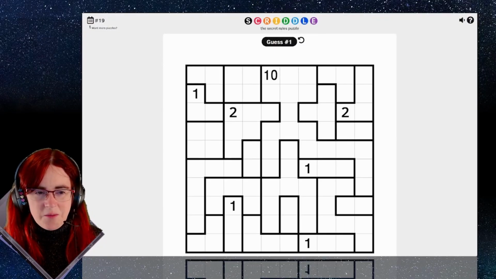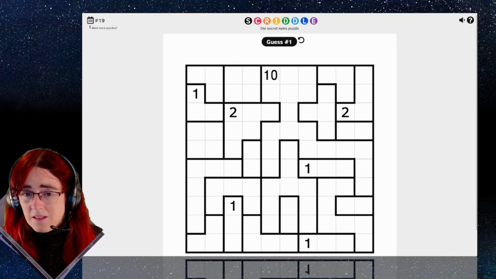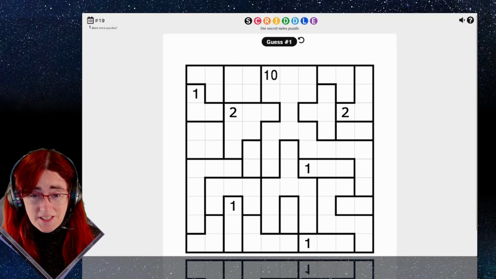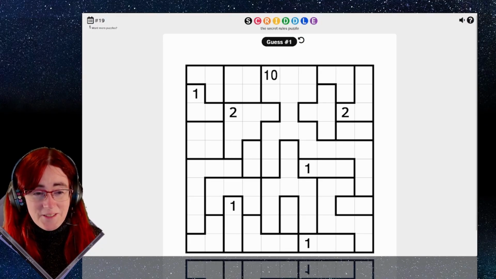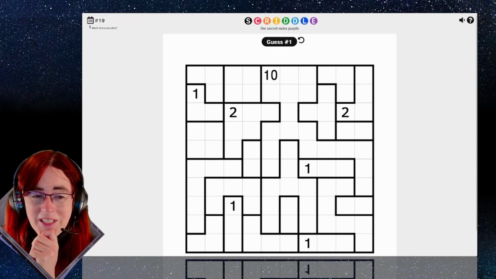We're going once again with Scriddle. Excuse me, this is Scriddle number 19. My friend tried this and said it was incredibly difficult. So I don't know. This one might take us a while, but we'll do our best.